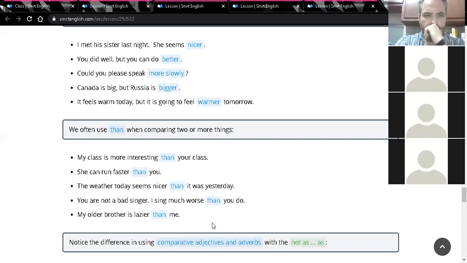When I use the comparison with as, I don't need than. For example, if I say, oh, she's as nice as you, I don't need than. I just need as, adjective, as.